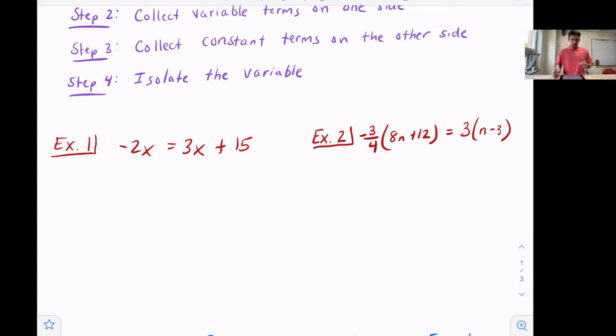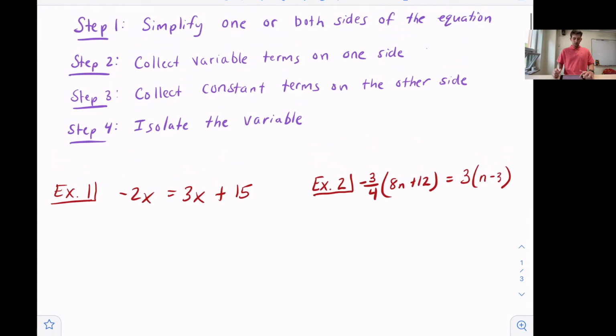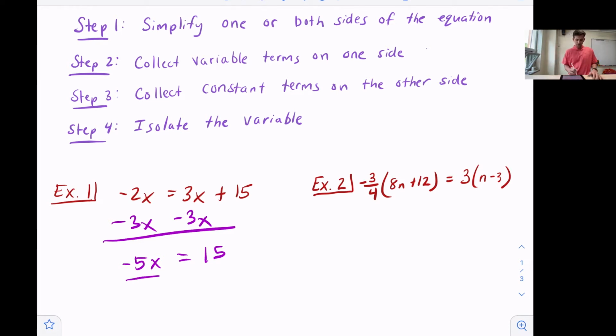Example number 1 says negative 2x equals 3x plus 15. So there's nothing really we can do to simplify each side. We don't really have any like terms to combine right off the bat. So what we're going to do is move this 3x over to the other side, and we have negative 2x minus 3x, which gives us negative 5x, and that's equal to 15. And now we can isolate the variable.